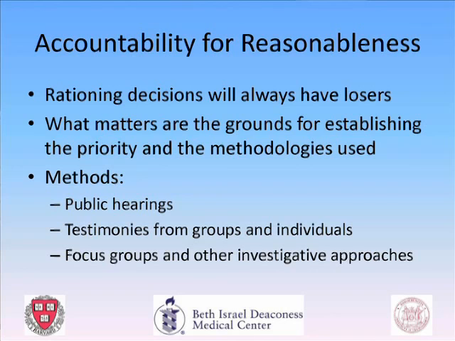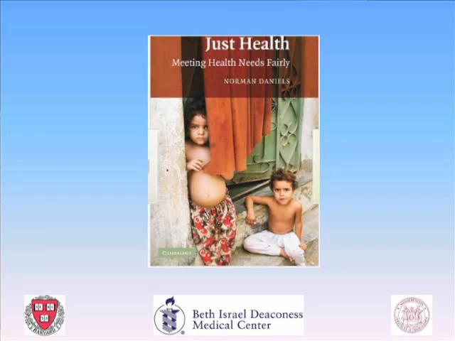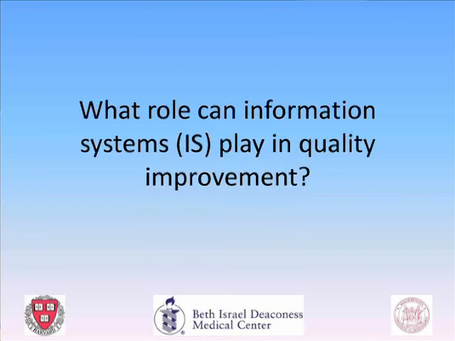Some of the methods that have been proposed include public hearings, testimonies from groups and individuals who are involved or who are going to be affected by those interventions, as well as formation of focus groups and other investigative approaches. Obviously, I don't have the entire hour to talk about this, but I would like to direct you to this book, Just Health by Norman Daniels, who talks about accountability for reasonableness.